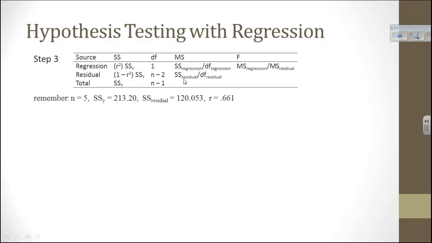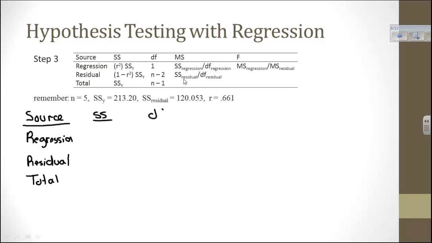Okay, so I'm going to rewrite my source table here. So my regression, my residual, and total. And just like before, total is really there just for you to kind of check your work. All right, sum of squares, degrees of freedom, mean squares, and F. Okay, so I'm just going to rewrite for my sum of squares total, my sum of squares residual. I'm sorry, my sum of squares y. 213.2.